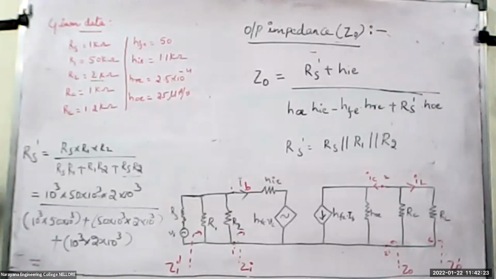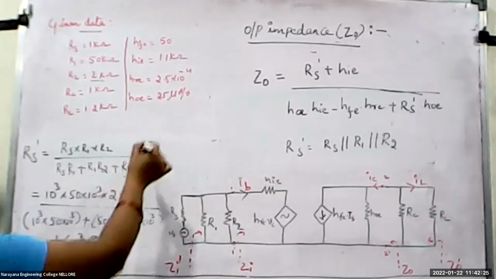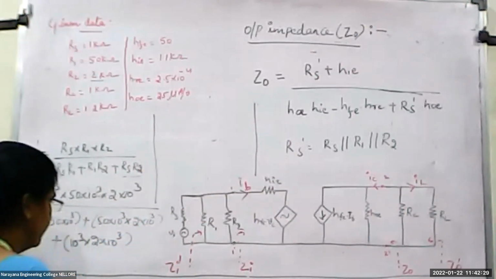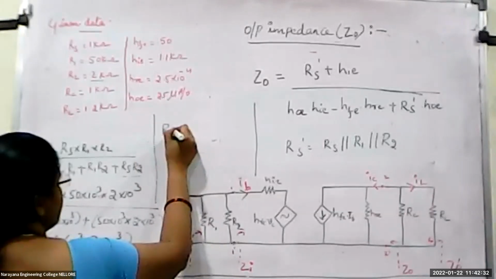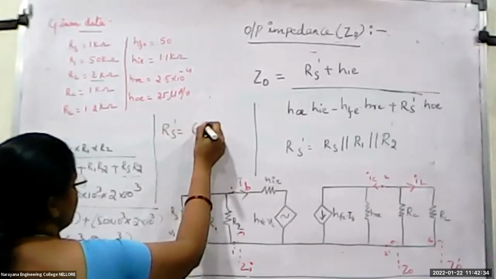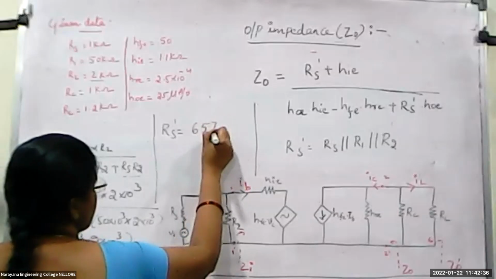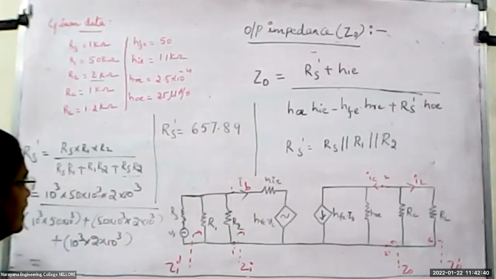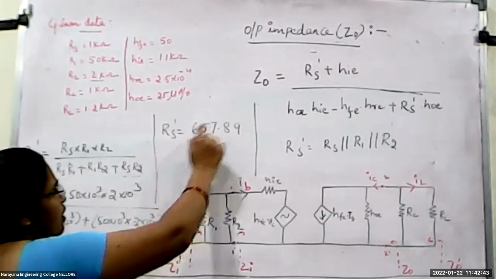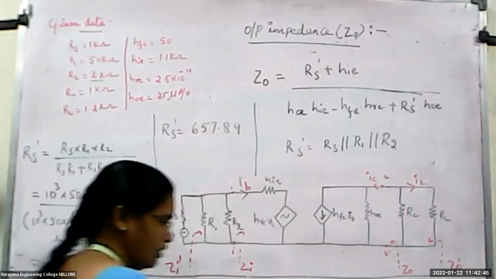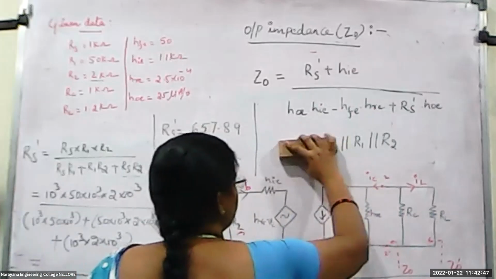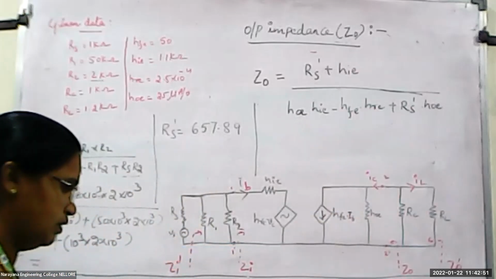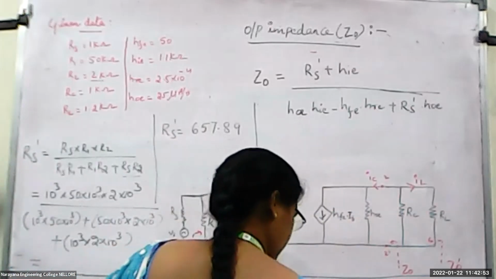And tell me the answer, the RS dash value. 657.89. You can get the RS dash value as 657.89. Substitute this RS dash value in the Z naught equation.